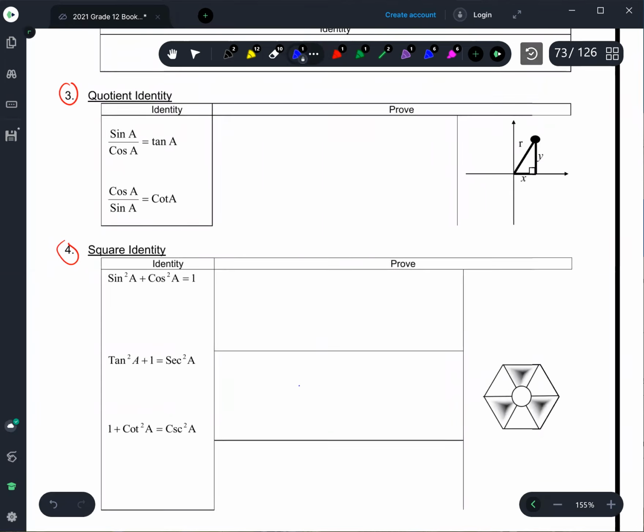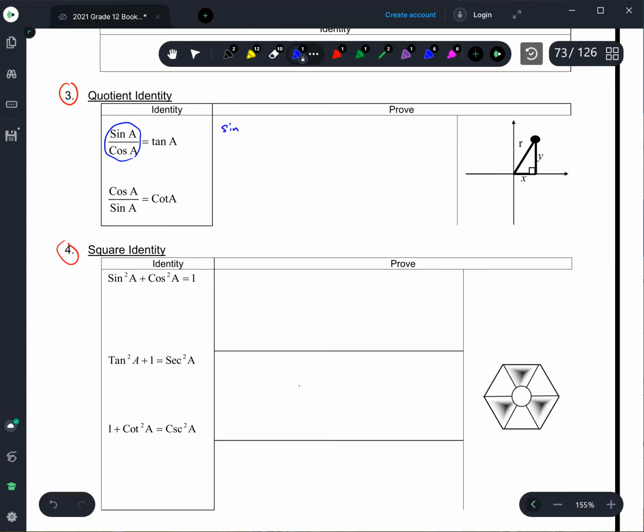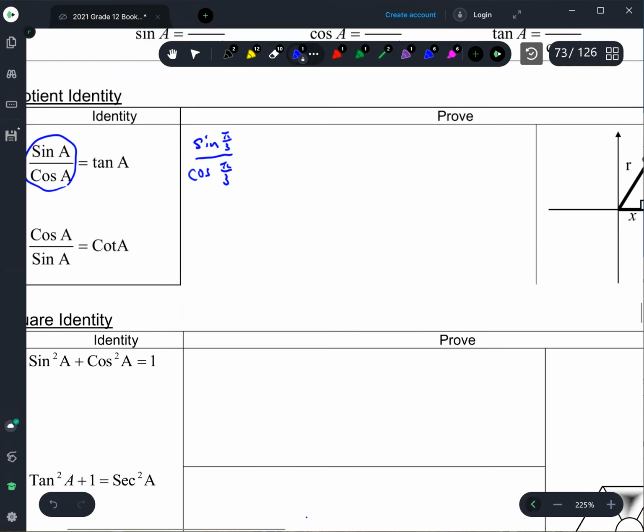So for the quotient identity, quotient means dividing. You can see that sine A over cosine A, if you see those two combined together and the angles are the same, then it can become tangent. You can simplify it. For example, if you see sine of pi over 3 divided by cosine of pi over 3, then this fraction can simplify into tangent of pi over 3.